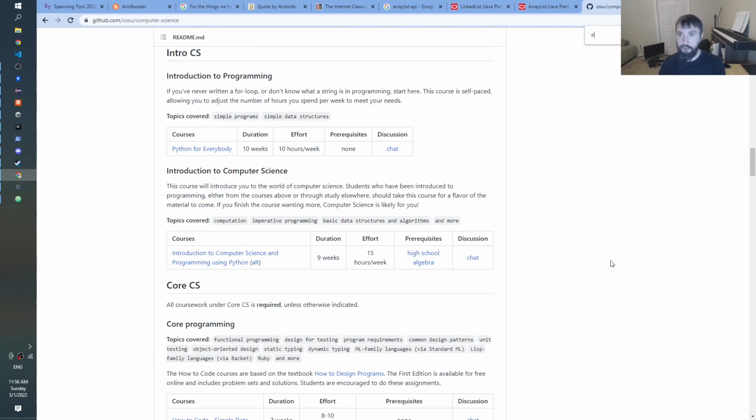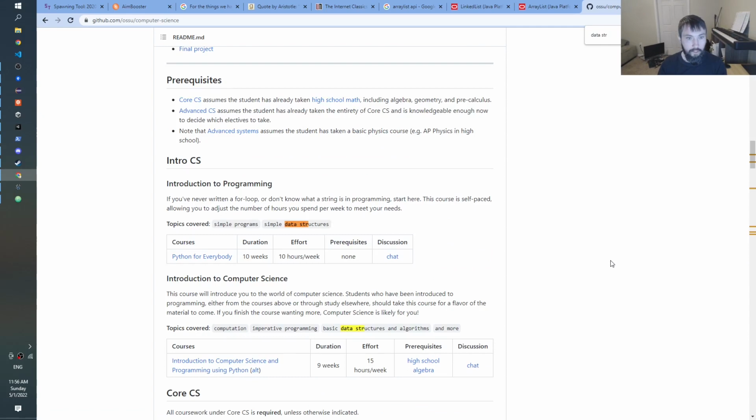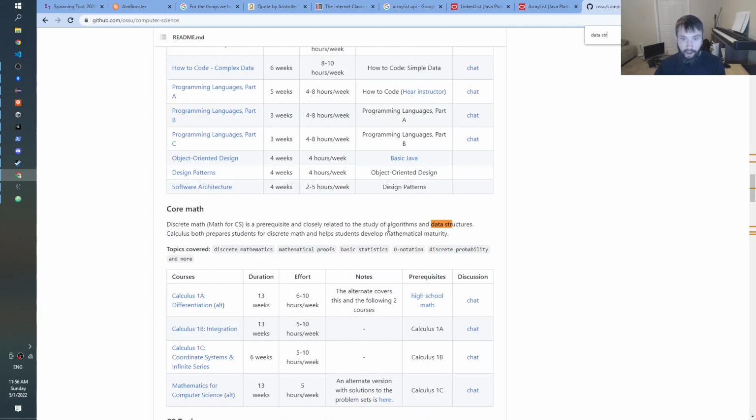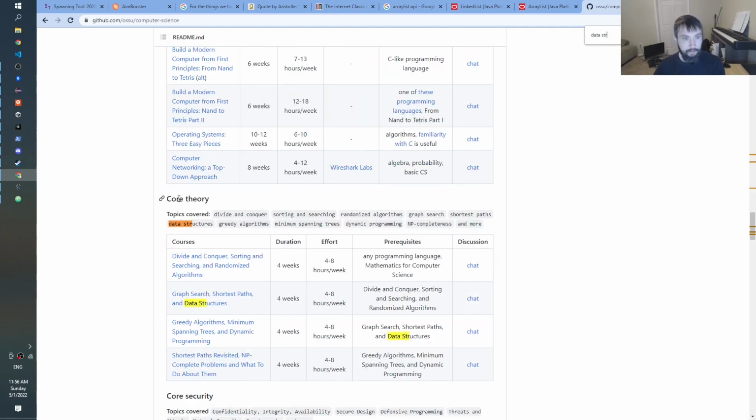Let me search for data structures. Yep. So Introduction to Programming is where they cover simple data structures. Introduction to Computer Science, they cover basic data structures and algorithms and more. Core Math talks about more algorithms and data structures. Core Theory talks about even more data structures and very specific types of algorithms, like greedy algorithms. Talks about very specific data structures like spanning trees, more complicated algorithms like dynamic programming.